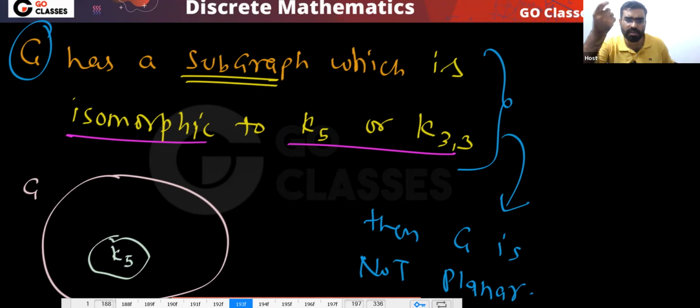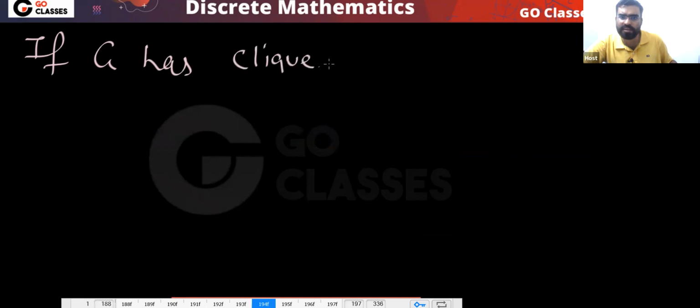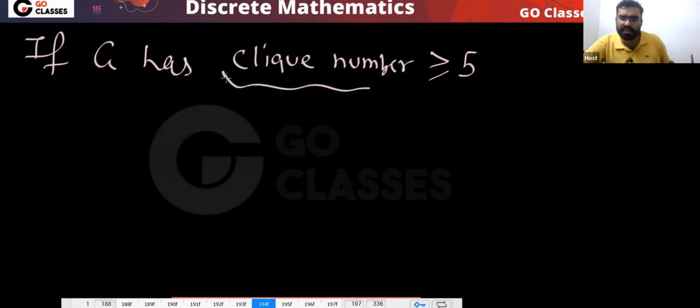Obviously, because you cannot represent this K5 without edge crossing. So this is the idea, G is not planar. This is very easy. The same statement they can ask you in another way. Like this, if G has clique number greater than or equal to 5, then what can I say? It automatically means there is a subgraph K5.